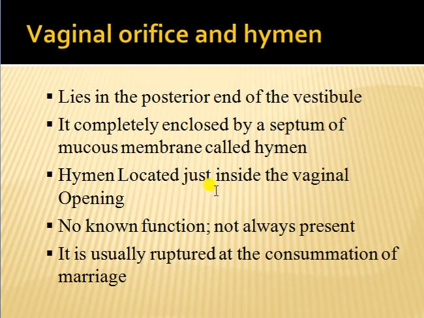The hymen is located just inside the vaginal opening. It has no known function and is not always present. It is usually ruptured at the first time of sexual intercourse. The hymen covers the vaginal orifice, and after first intercourse it is ruptured.